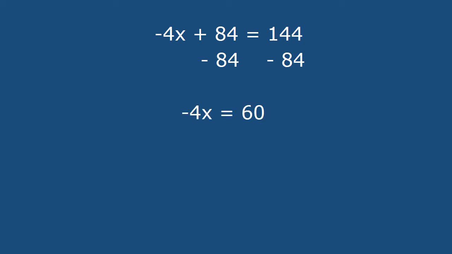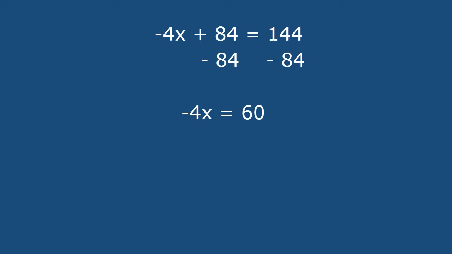We left off with the equation negative 4x plus 84 equals 144. Because 84 and 144 are both constants, they can be combined. The inverse operation of addition is subtraction, so we will subtract 84 from both sides of the equation. When we do that, we get negative 4x equals 60.